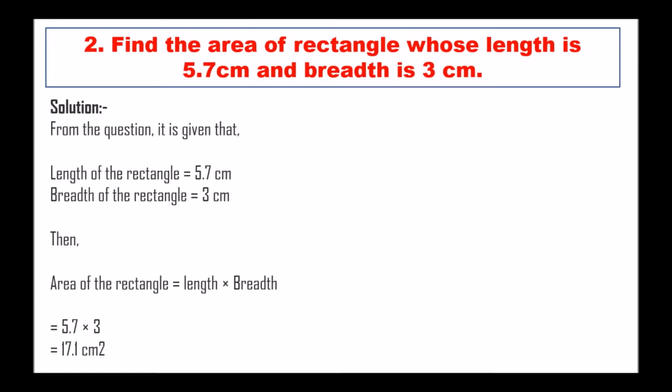Second question is find the area of a rectangle whose length is 5.7 centimeter and breadth is 3 centimeter. In the question it is given that length is 5.7 centimeter, breadth is 3 centimeter. Now we know that the area of a rectangle is length into breadth. So we will multiply length and breadth, that is 5.7 into 3. So the answer is 17.1 centimeter square.